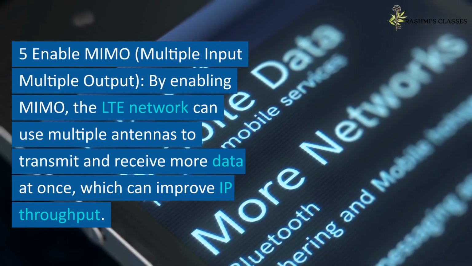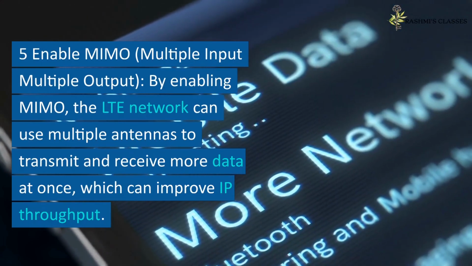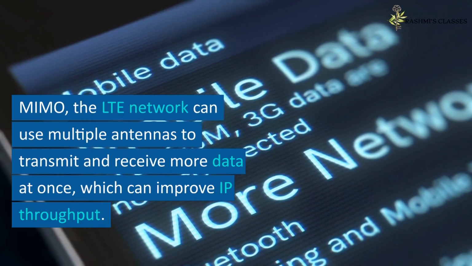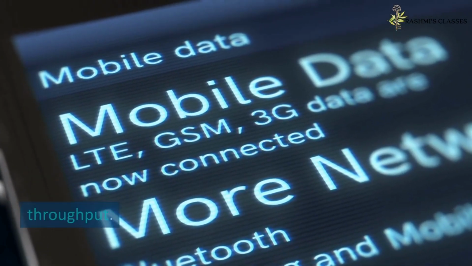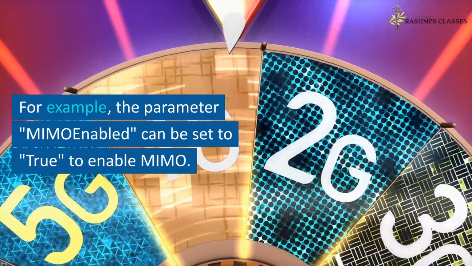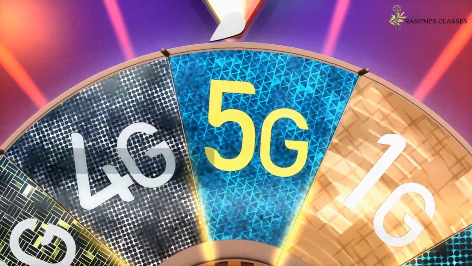5. Enable MIMO, multiple input multiple output. By enabling MIMO, the LTE network can use multiple antennas to transmit and receive more data at once, which can improve IP throughput. For example, the parameter MIMO enabled can be set to true to enable MIMO.